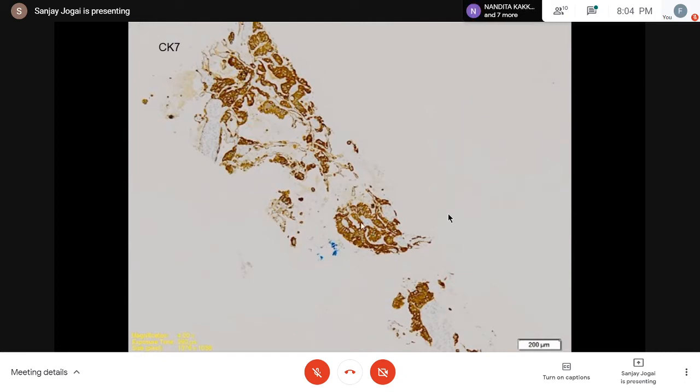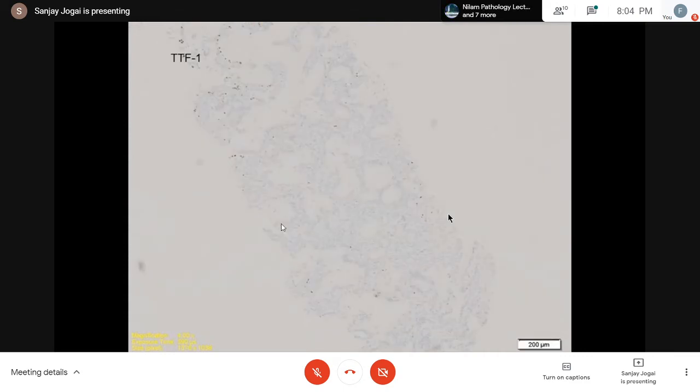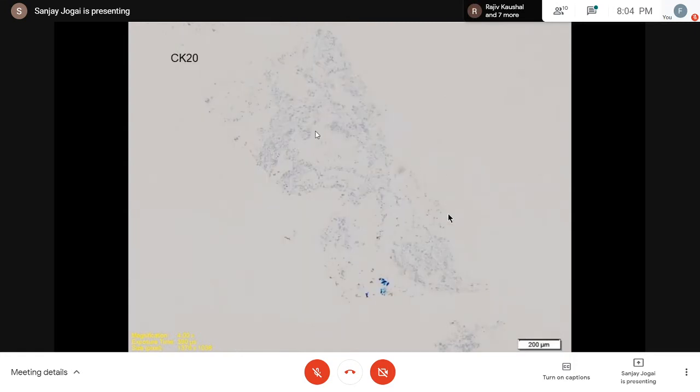So this is CK7, as you can see, nicely, strongly positive. This is TTF1. So TTF1 is negative. And this is CK20, which is negative. So essentially, we have got a core biopsy with CK7 positivity, CK20 and TTF1 negative. So what could this be? It could still be a lung primary, because as we know, 25 to 30% of lung adenocarcinomas can be TTF1 negative. Unfortunately, we don't tend to use napsin much because there are not many fans in this part of the world. So TTF1 is our main go-to.